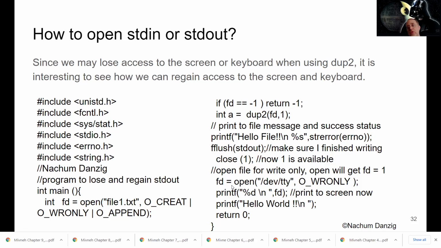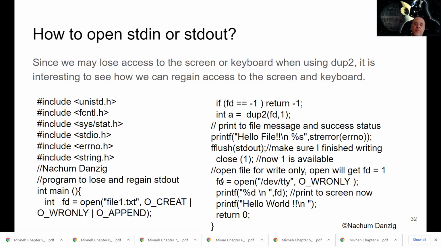I could use 2 because 2 also points to the screen. Standard error. But I want to use standard out to point to the screen. How can I do it? So I have to do like this. FD open. Which file do I want to open? The device, TTY. TTY is the screen. Teletype it stands for. Open it for write only. It must be write only because the screen can only be opened for write only. Can't read from the screen.